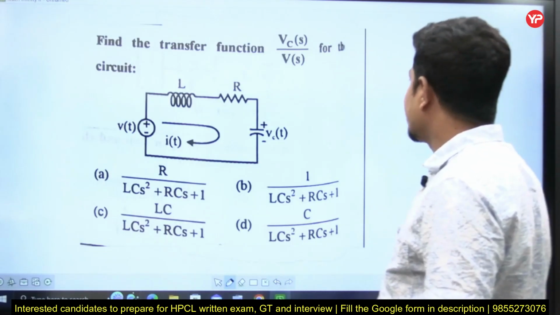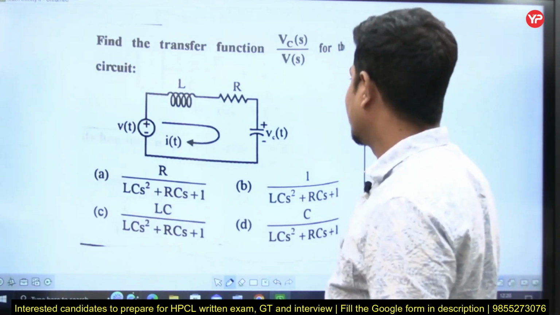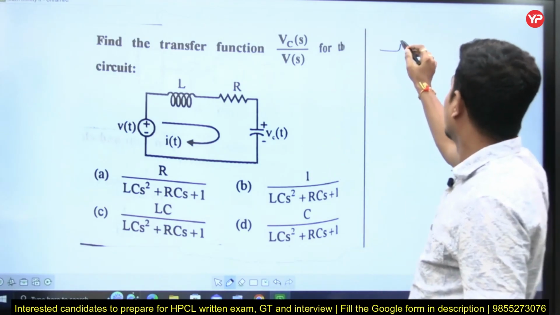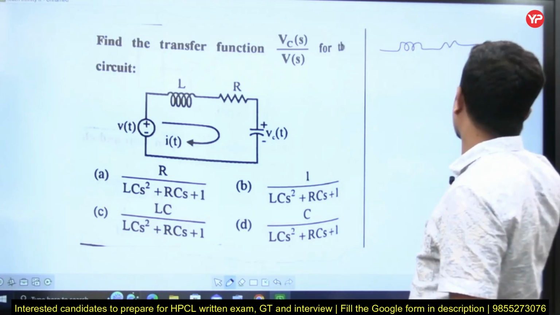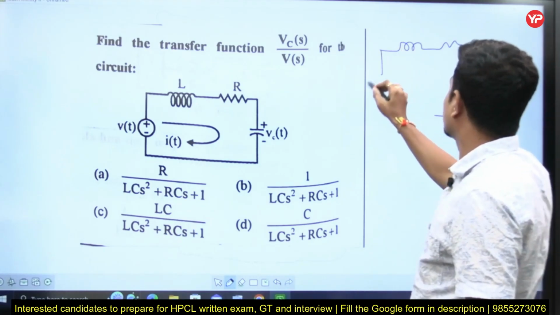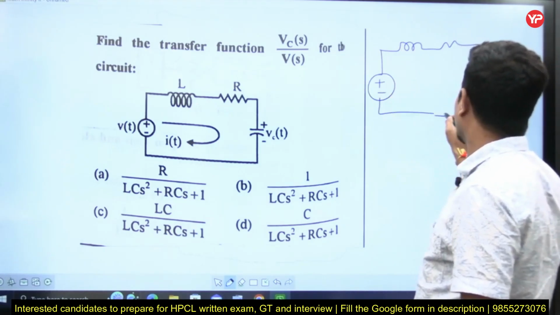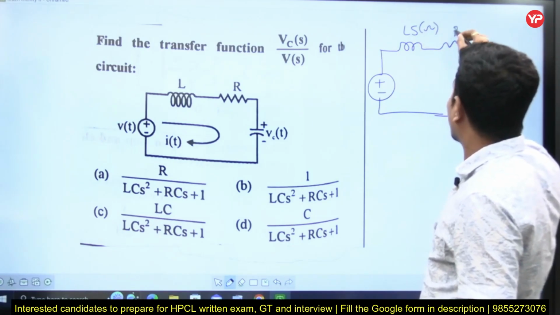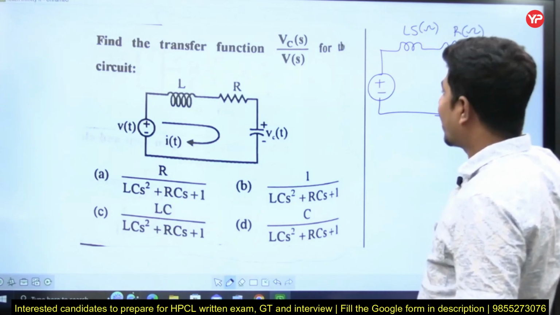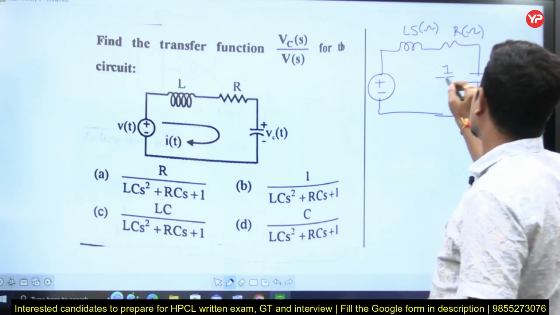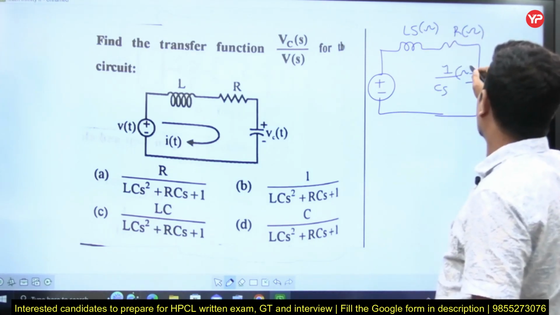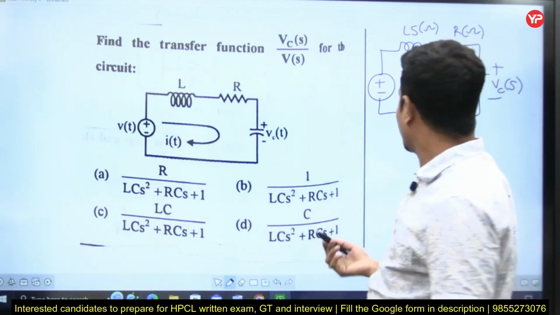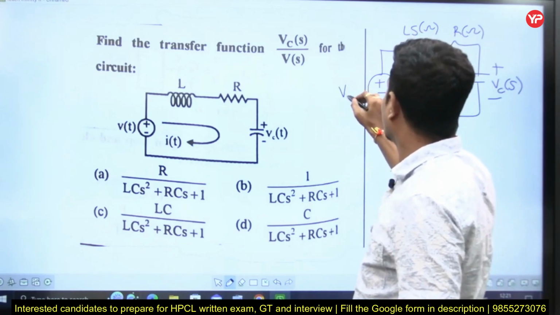Find the transfer function Vc(s) by V(s) for the circuit. He has given Vc here. First of all, if you want to find the transfer function, the entire thing must be in S domain. Total circuit or system must be in S domain. So L will be written as Ls in ohms, R will be written as R only in ohms, but capacitance can be written as 1 by Cs. It is also in ohms. This is Vc(s) plus minus, and this is V(s).